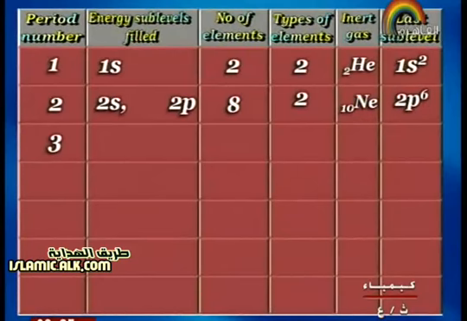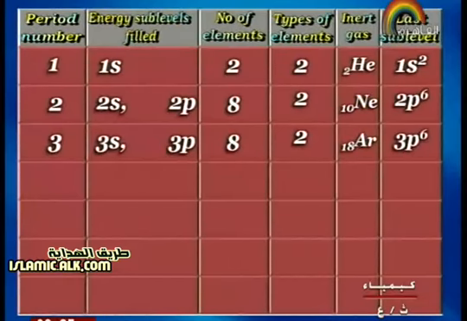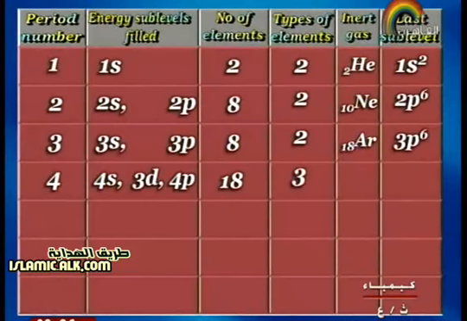While in the third period, the energy sublevels filled are 3s and 3p, also containing 8 elements and 2 types of elements. The last inert gas in this period is argon, 18, and the last sublevel filled is 3p6. In the fourth period, the energy sublevels are 4s, 3d, and 4p, the number of elements is 18, and the types of elements is 3. The inert gas at the end of this period is krypton, and the last sublevel filled is 4p6.